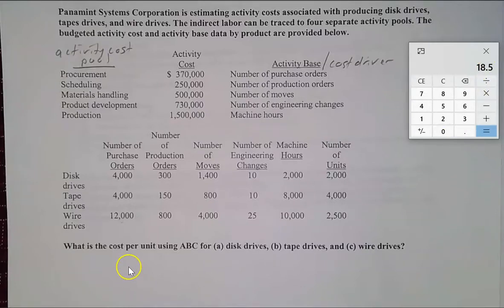So this question is not asking us about activity rates. It wants to know what is the cost per unit using ABC activity-based costing for these 3 products: disk drives, tape drives, and wire drives. Okay, so it's very, very important that we understand that, even though it's not asking us for the activity rate for each of these items, we have to be able to calculate that.